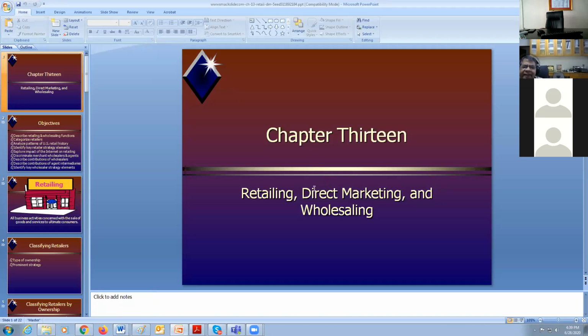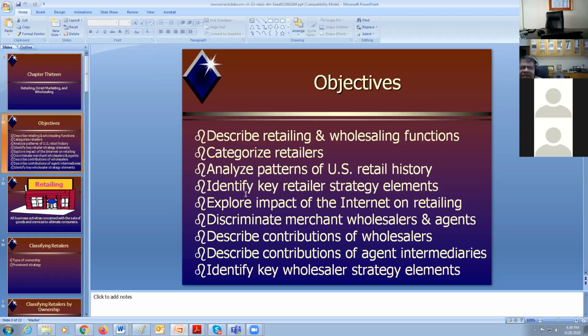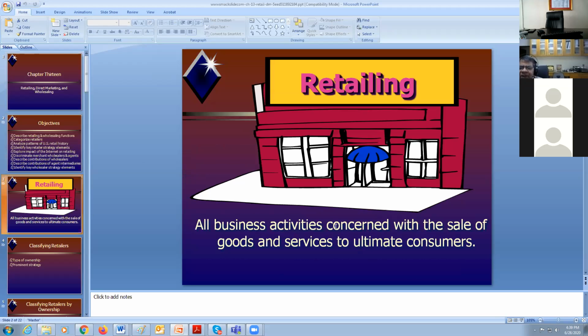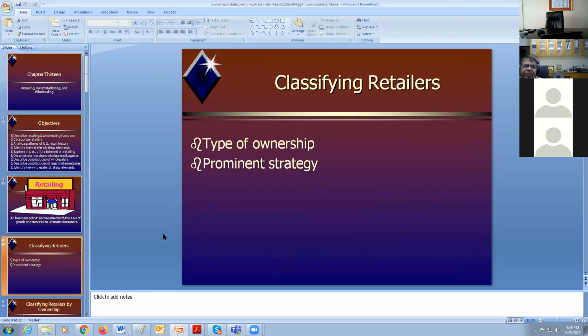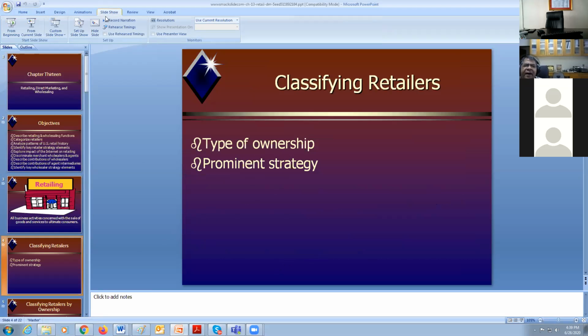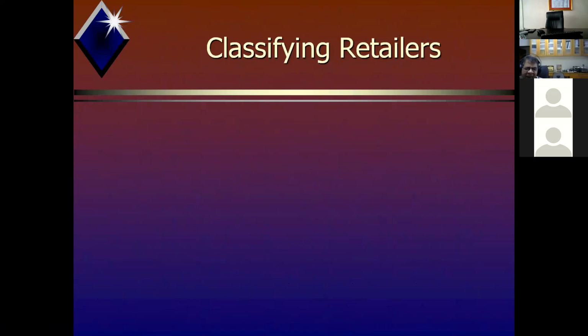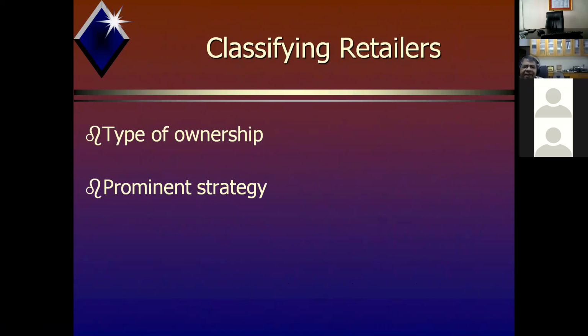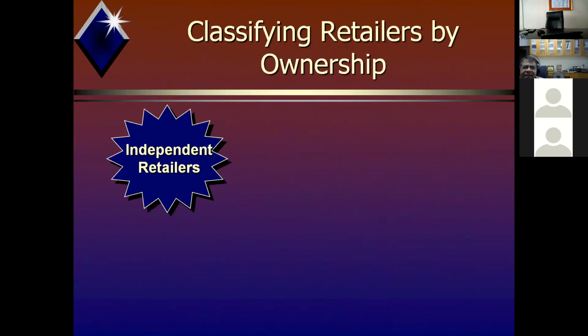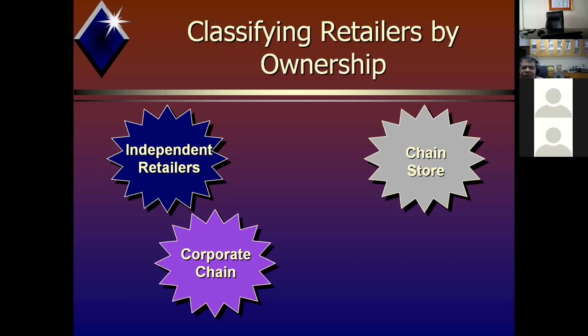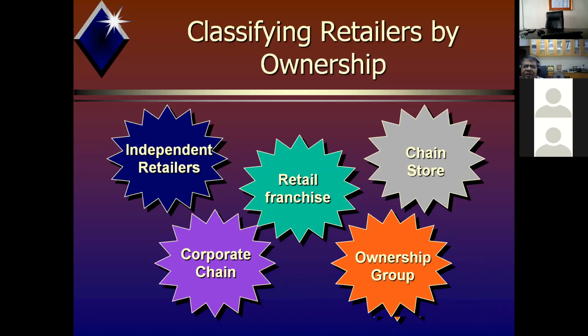Chapter 13, you will find retailing, direct marketing, and wholesaling. These are the objectives. Retailing is concerned with the sale of goods and services to ultimate consumers, so directly the consumers buying. Type of ownership, promotion strategy: independent retailers, chain store, corporate chain, retail franchise. So these are the types of retailers.